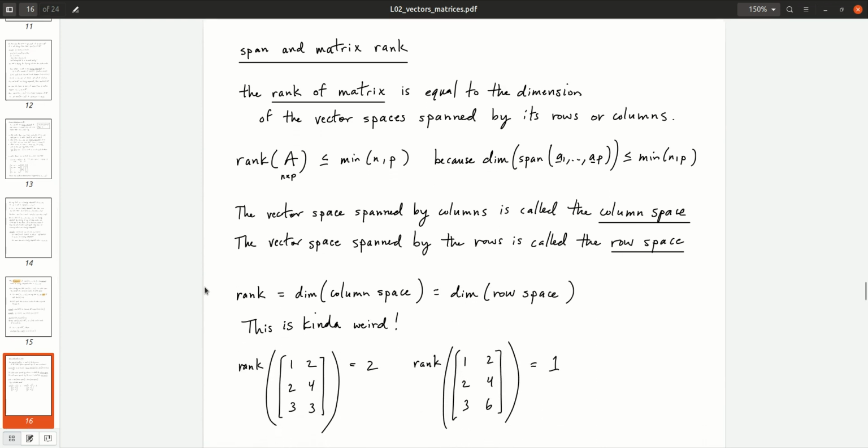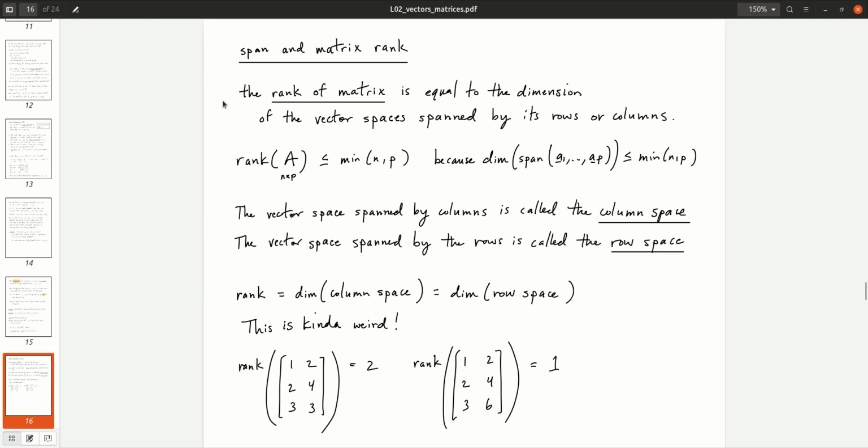Now the idea of the dimension of the span of a set of vectors and the rank of a matrix are very closely related. Actually, they're kind of the same idea. The only reason we don't call it the dimension of the matrix is because we've already assigned a meaning to the word dimension of a matrix, as in the number of rows and the number of columns. So when you see rank, you should really think of the dimension of a vector space.